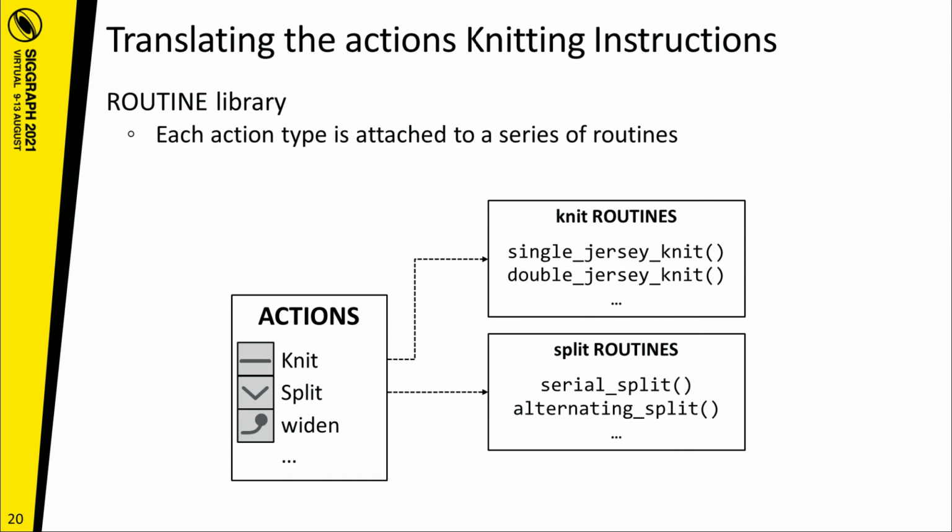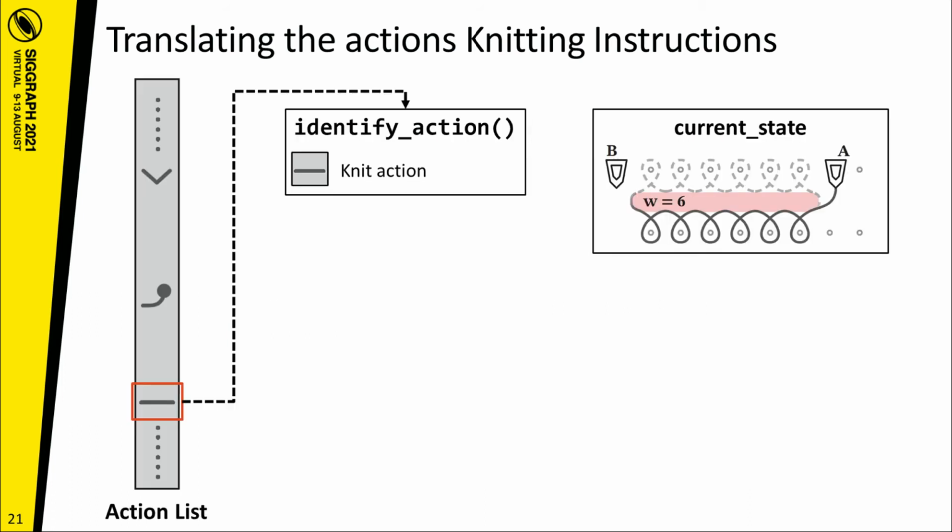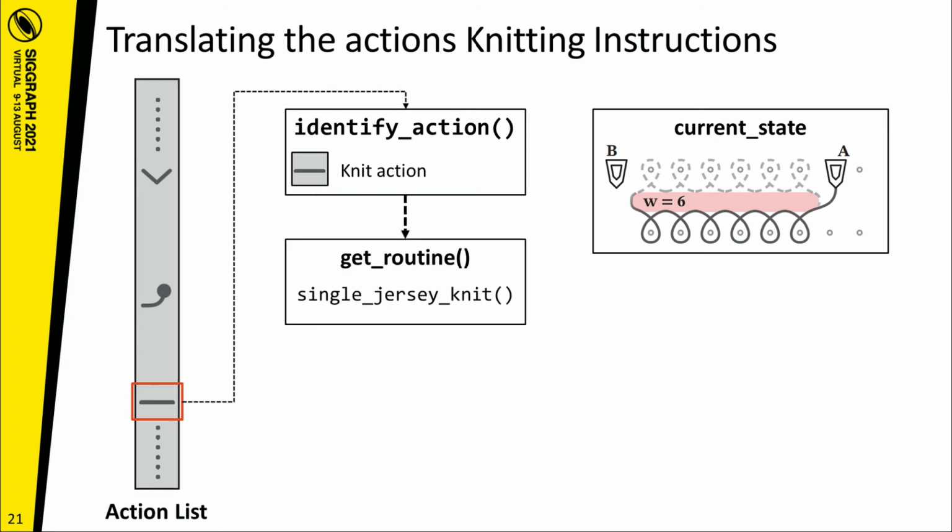To do so, we build a routine library where each action type is attached to several routines. Think of the routines as a small self-contained knitting program. In order to get the operations, we iteratively traverse the action list in the correct order. For each action, we first identify its type. Then, based on the information available from the node of the KnitNet, we select the appropriate routine.